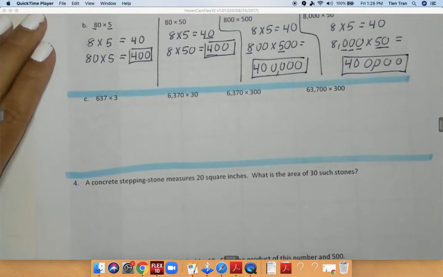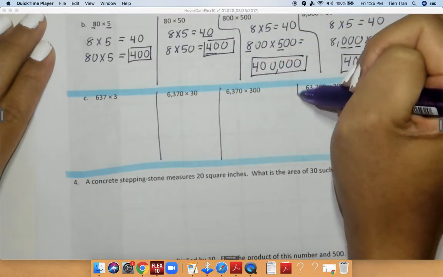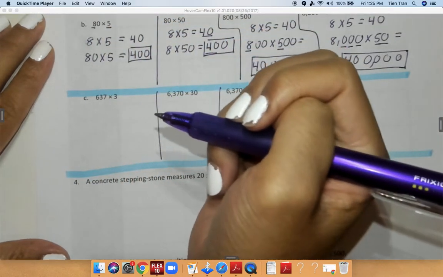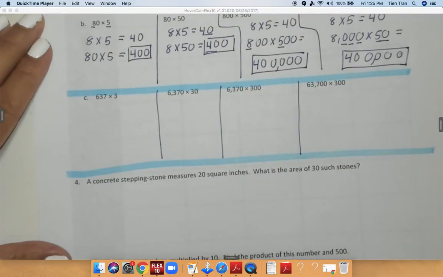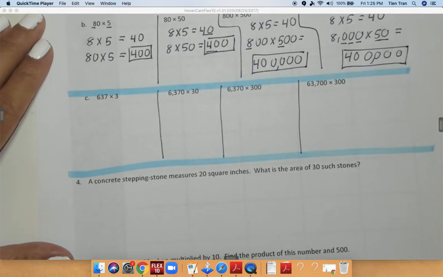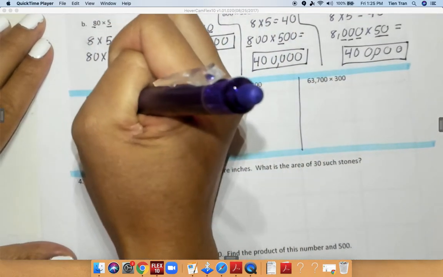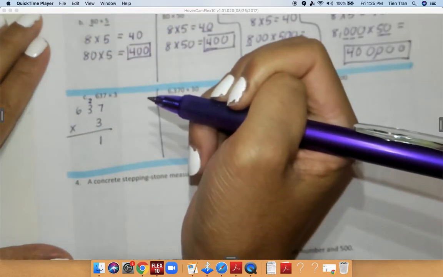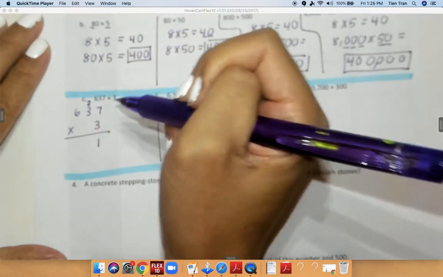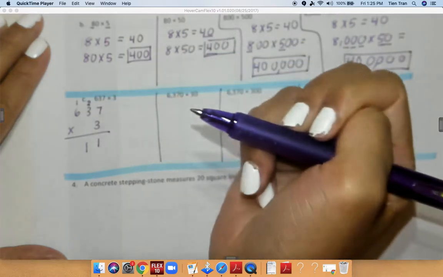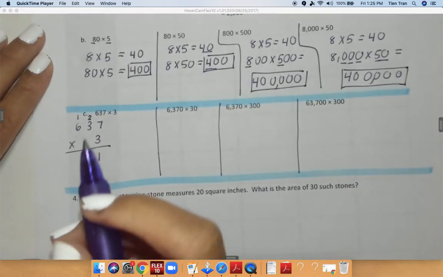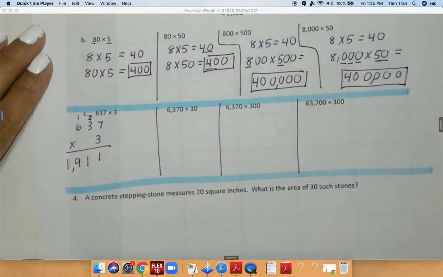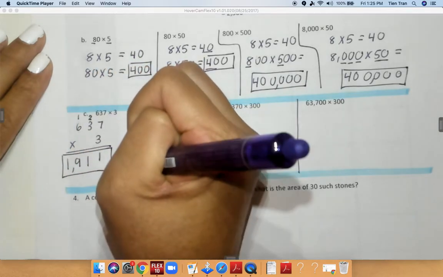Now, I'm going to move on to the next problem. We have problem C. Okay, so I know that 637 times 3 is going to give me what? So I'm going to solve for it so I know what my answer is going to be. 637 times 3. 7 times 3 is equal to 21. 3 times 3 is 9. 9 plus 2 is equal to 11. 6 times 3 is equal to, sorry, it's a little blurry. 6 times 3 is 18, plus 1 is 19. So I get 1,911 would be my final answer.